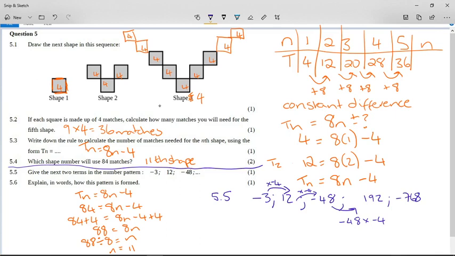Then it says, explain in words how this pattern is formed. So what we're doing is we're not multiplying the position number, we're multiplying the previous term. So here we say we multiply the previous term, sorry, my handwriting, multiply the previous term by -4. There we go. And there we are, finished this question 5.